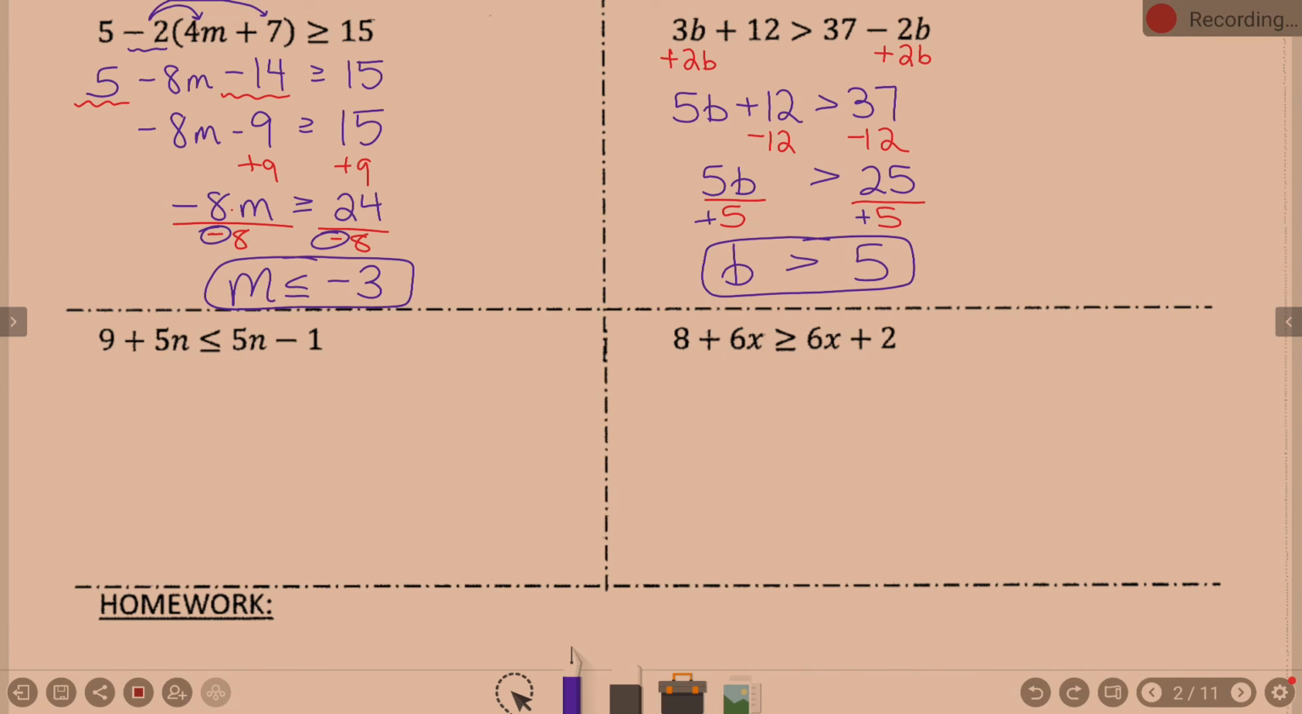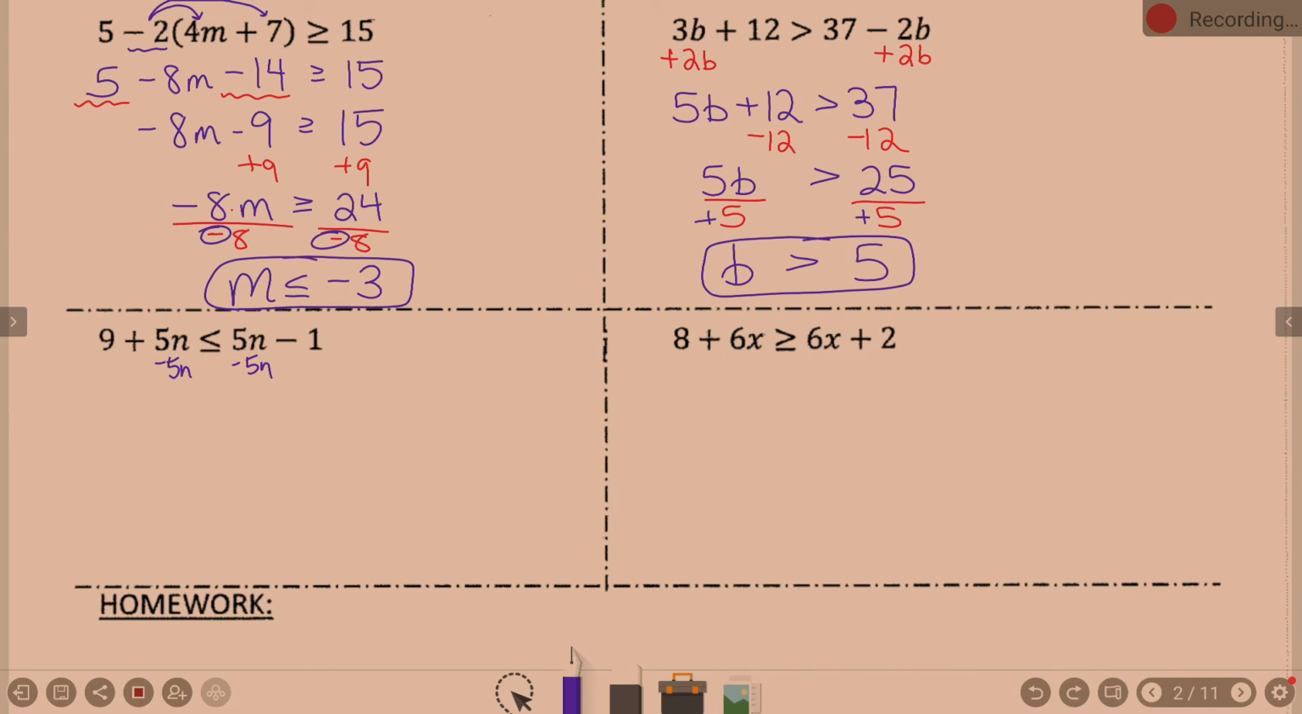These last two problems. What do you notice about the letters on both sides? The 5n and 5n are the same, right? Technically, if I want to move this 5n over, it's a positive 5n, so I would subtract 5n. Okay, I'm going to erase those lines, because that's going to look like division, and I don't want it to look like division.